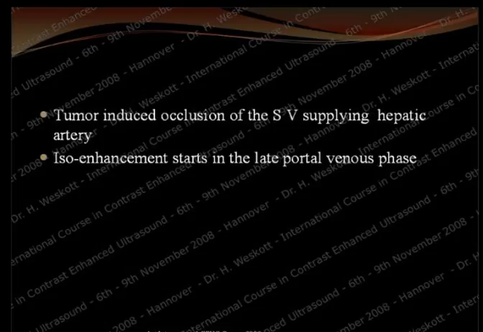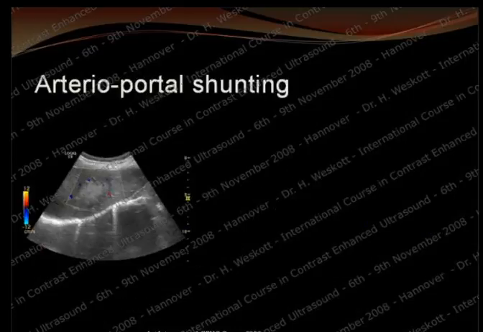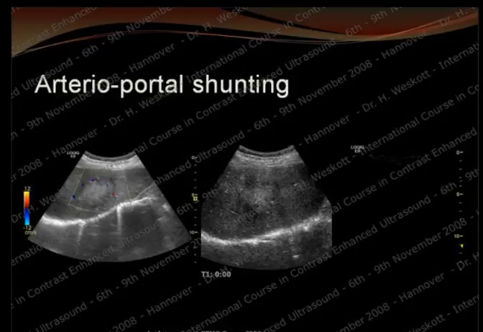Patient with a colon cancer, this is a tumor in segment 5, and you can see here the intraoperative image of the same tumor. Color Doppler does not really tell you something in most cases, but we use color Doppler to see where the feeding vessels come from, so to optimize this. And this is a CEUS examination, and we think what you now see is arterial portal shunting. Contrast is coming, tumor is filling, and at the same time, posterior to the tumor, towards the capsule, you can see a hyperenhancement of normal liver.